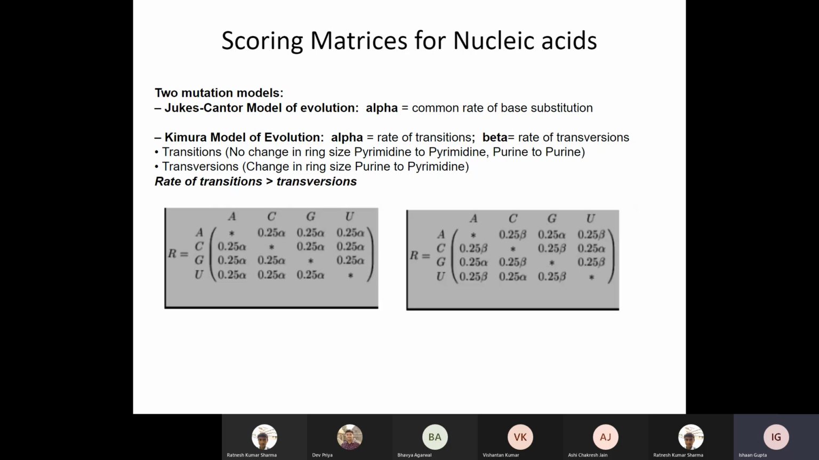What is seen in nature typically is that transitions, pyrimidine to pyrimidine and purine to purine, are observed more often than transversions, which are changes in the ring size. Therefore, they come up with two models whereby they penalize transversions more heavily than transitions because they are less observed. So you should penalize them more. All right, this is the idea of the scoring matrices.